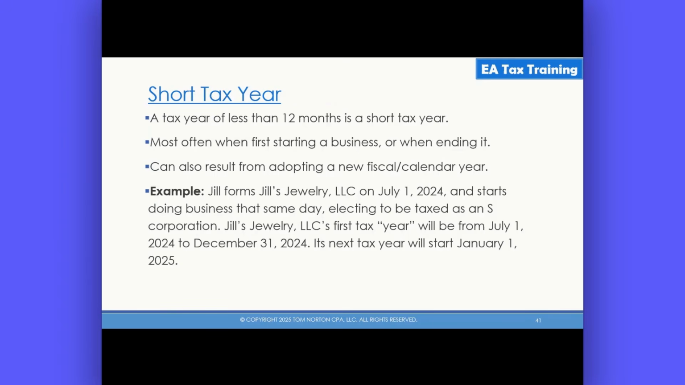You can have a short tax year that is less than 12 months long. Usually, this is when you are first starting a business or when ending it, though it can also result from adopting a new fiscal year that we have just been talking about.